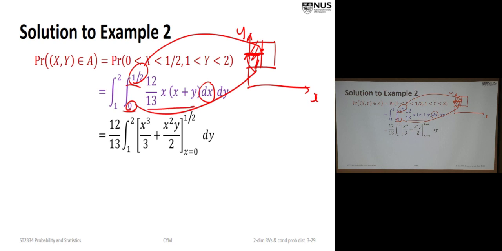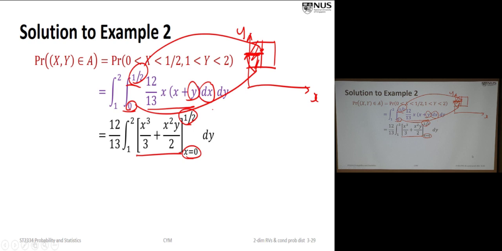After you complete it, make sure that there is no more x there. Remember, y is a constant, so you just do the integration with respect to x. After that, you substitute 0 and half into the results and get the answer. So here it is, the expression with x equals 0 and x equal to half.